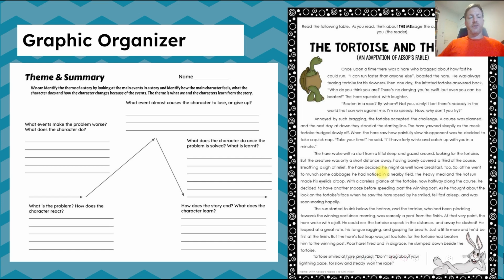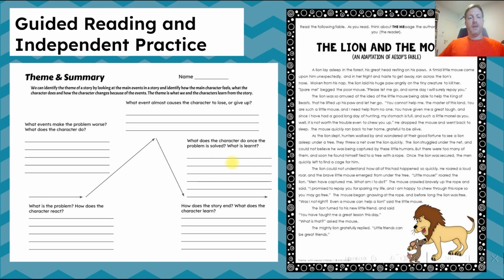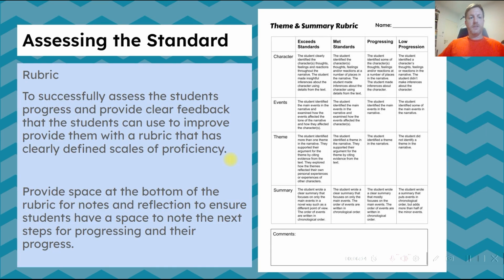So here is a graphic organizer that we use in conjunction with the text, and we look at the different parts of the story, and the students make their notes. This will also help them then write their summary. Okay, then once the students have done that, they can go into small guided groups and also work on independent practice time. So in order to assess the standard, you can use a rubric such as this, where it assesses their ability to identify the character and the events, the theme, and write a summary.